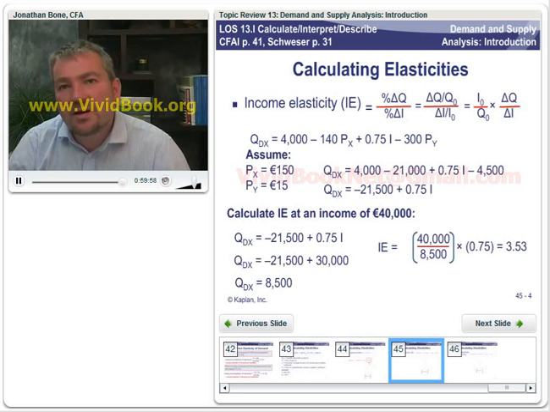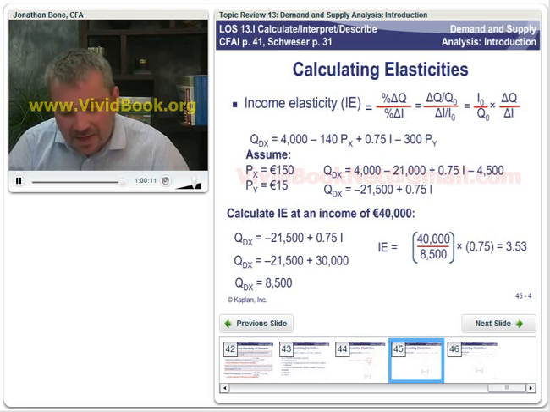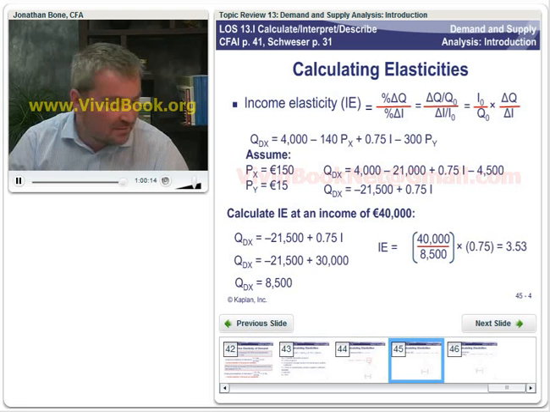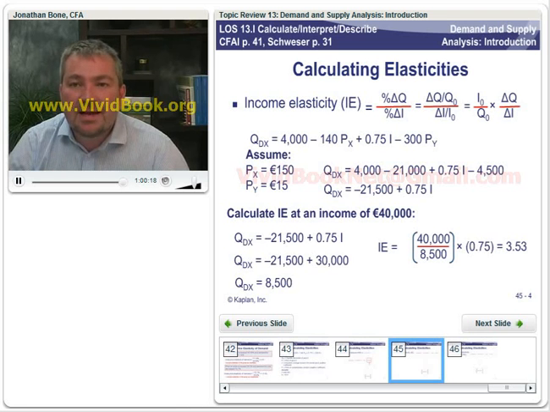Because when we look at our formula, notice the income elasticity of demand is I naught, so the original income, over the original quantity. So 40,000 over 8,500 times the slope coefficient. And the slope coefficient of the income independent variable was 0.75. So we get an income elasticity of 3.53. So essentially, we're looking at a normal good. And in fact, it's probably actually a luxury good, because not only is it positive, but it's greater than 1.